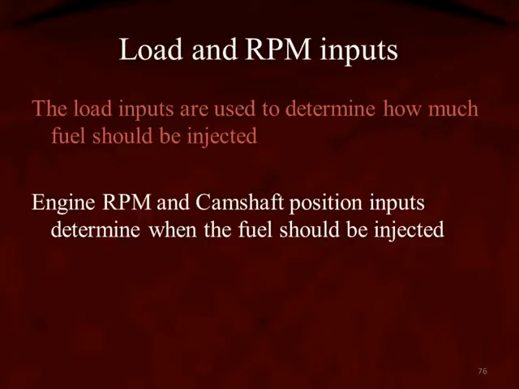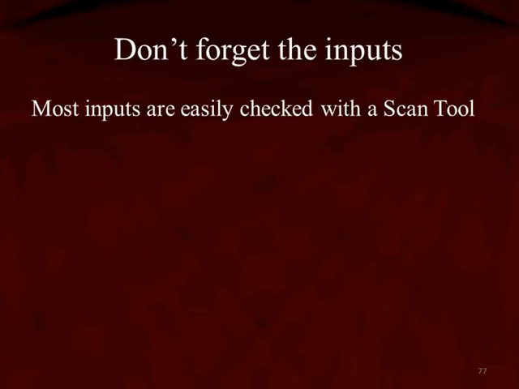Engine RPM and camshaft position inputs determine when the fuel should be injected, exactly when and how fast the injection on time needs to be. When the engine RPM increases, the computer has to make more injections per minute. And where is that camshaft position sensor reporting? It's reporting when the valves are in the right position for injection.